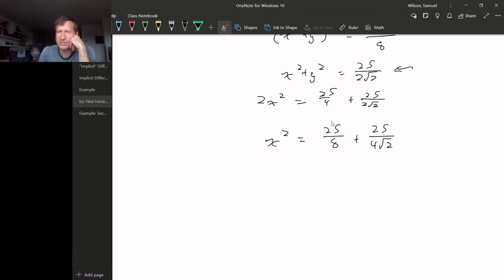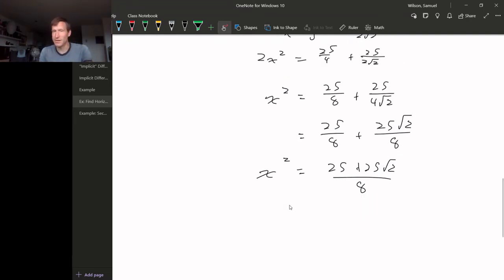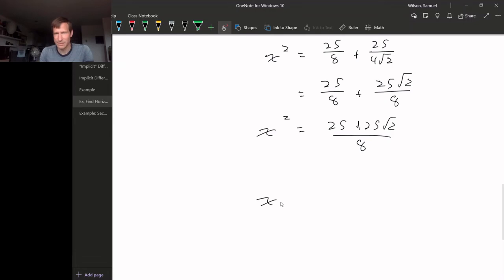Maybe, to put these two fractions together, it would be a good idea to rationalize this denominator. So this is 25 over 8 plus 25 root 2 over 8. So this is 25 plus 25 root 2 over 8. That's x squared. And now we can find x. So take another square root. X is plus or minus the square root of this whole mess, 25 plus 25 root 2 over 8.